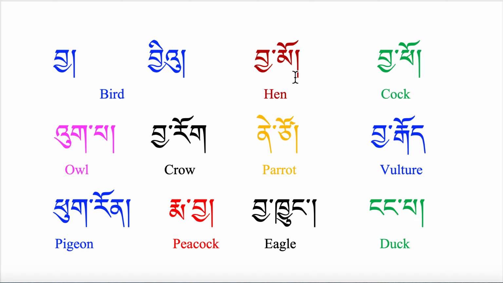Okay, jamo, hen. Japo, cock. Ukpa, owl. Jarok, crow. Nezo, parrot. Jagwe, vulture.